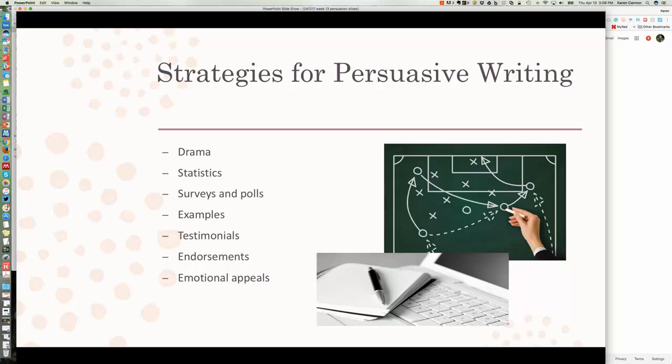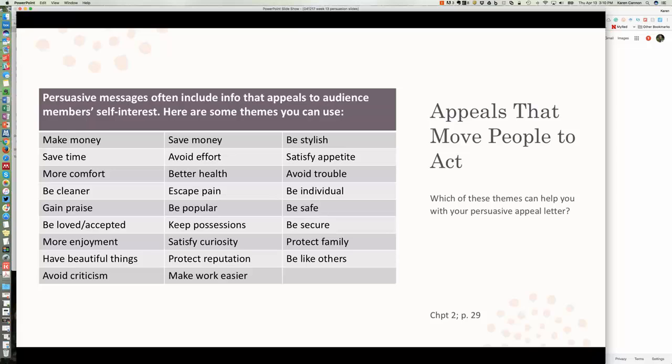And then the idea here of emotional appeals that we talked about a little bit before. Some pretty effective persuasive writing strategies. And you might think about how you can use those specifically. You don't have to use all of them, of course, but some of them for your assignment for this week.